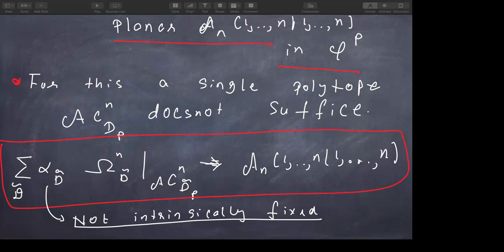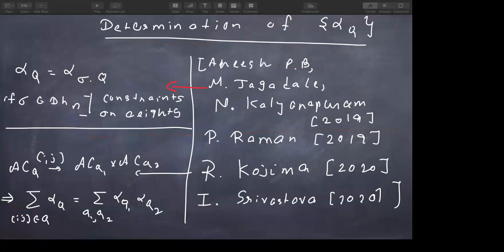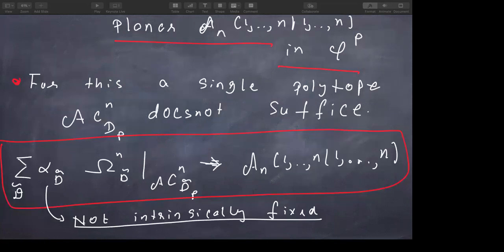What is impressive is that these alphas can be uniquely determined, and there are super impressive works, starting from Prashant's work in 2019 to many other works, where people, for different classes of Accordiohedra, fixed these alphas using combinatorial properties of Accordiohedra. But I just want to emphasize that these are not fixed intrinsically. It is something that we fix using the fact that we want the amplitude. So this is one place where the program itself requires some extra input from physics.